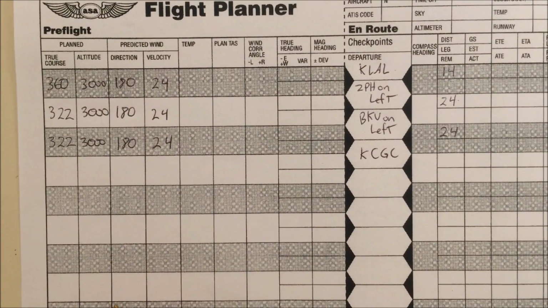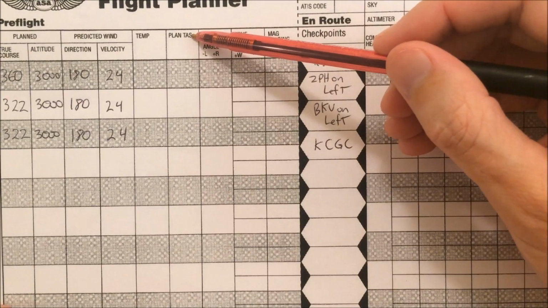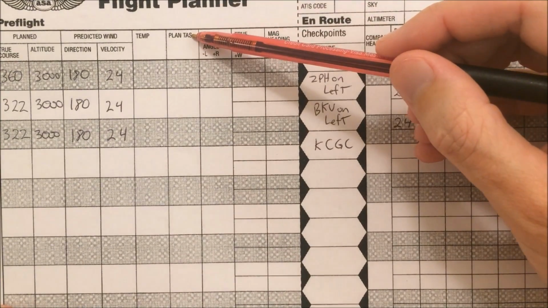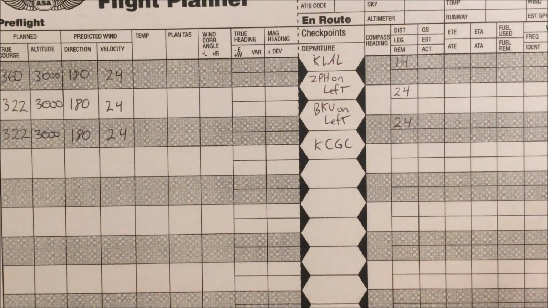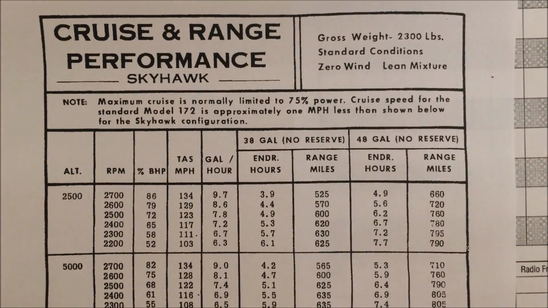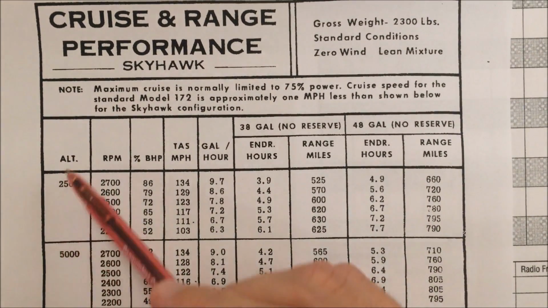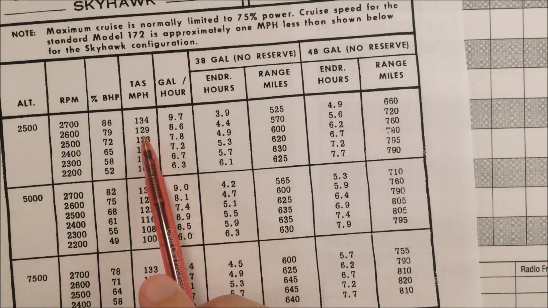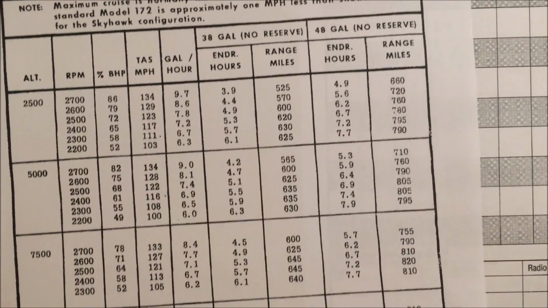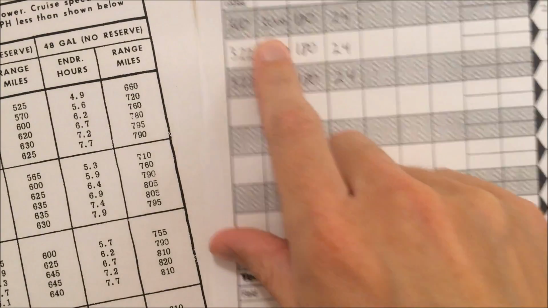Now that our winds aloft are complete, the next column to fill in is the true airspeed. We're going to find the true airspeed in the pilot's operating handbook. So you have to find the cruise performance page for your airplane, and then find the altitude that you chose to fly at, and eventually we're going to find some kind of a true airspeed to use. So the altitude we picked is 3,000 feet.